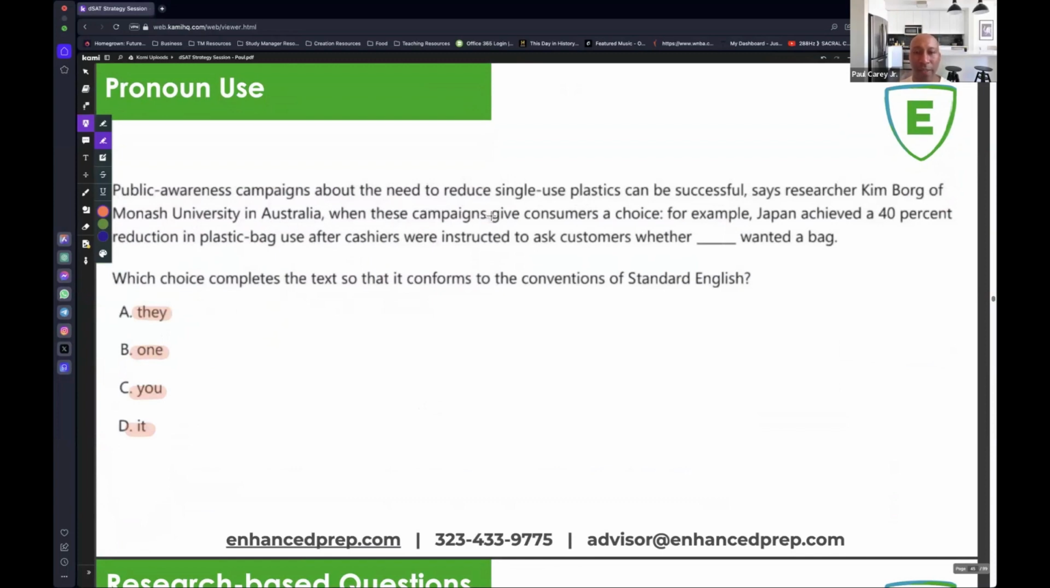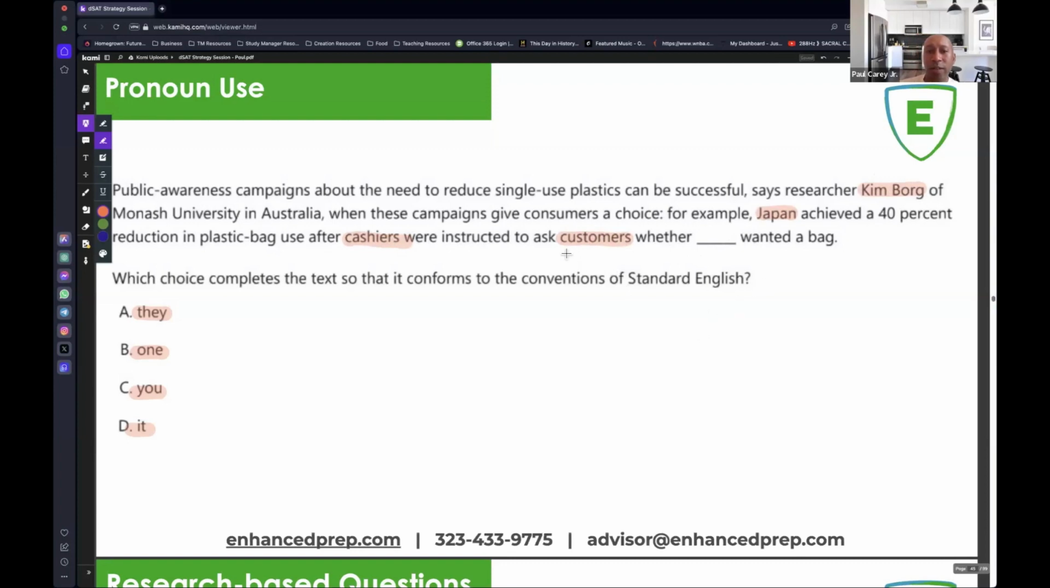When these campaigns give customers a choice, for example, Japan achieved a 40% reduction in plastic bag use after cashiers were instructed to ask customers whether they wanted a bag. So one thing that we see is that there are a lot of different nouns here. We have customers here. We have cashiers here. We have Japan here, right? We have this Kim Berg person here.